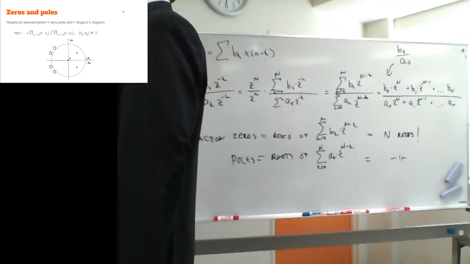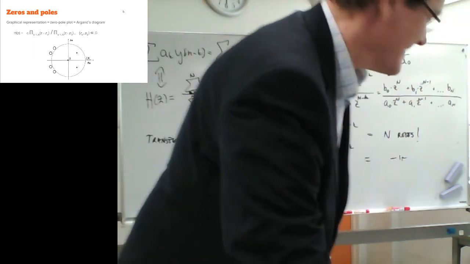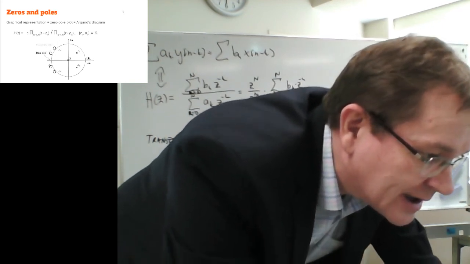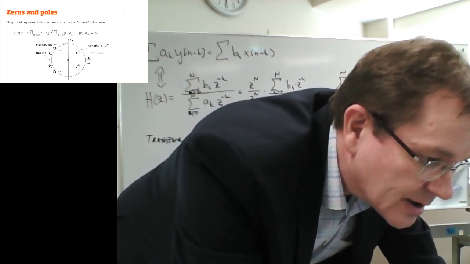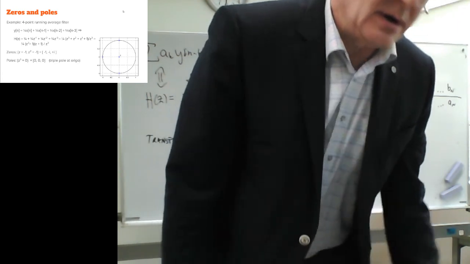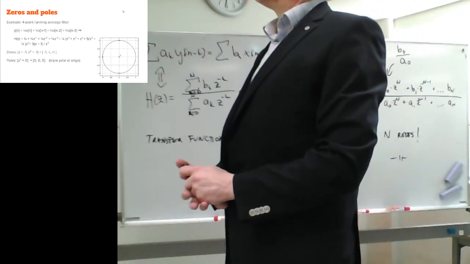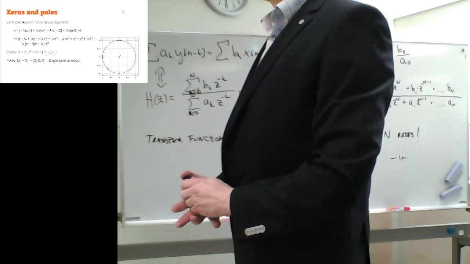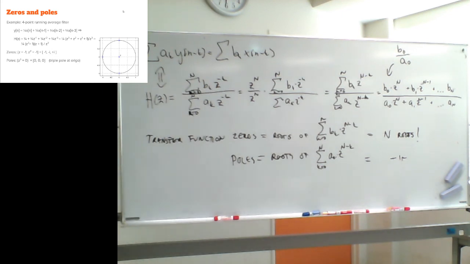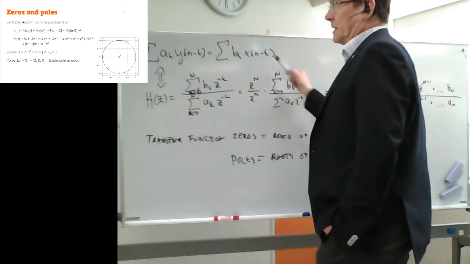Okay. Real axis, imaginary axis, unit circle, multiple pole, system gain. Okay, and that is an example of a 4-point running average filter again. So that's the transfer function. This has negative index polynomials, but we do this one here.